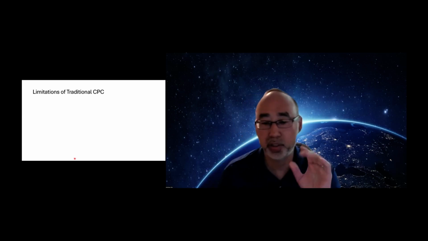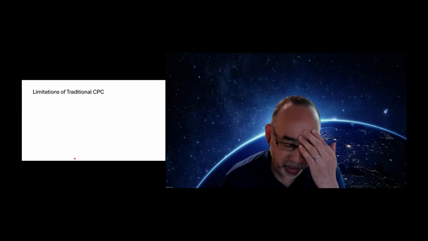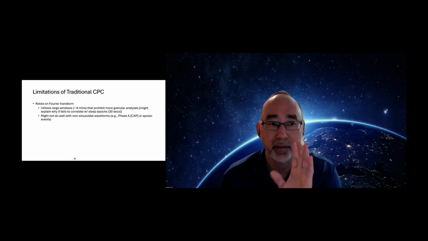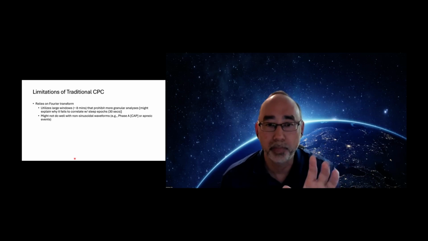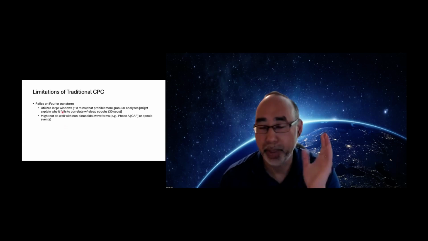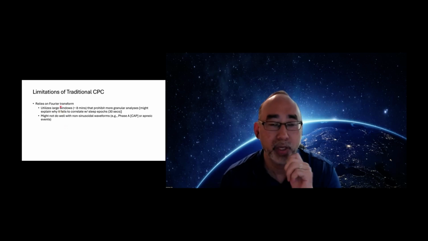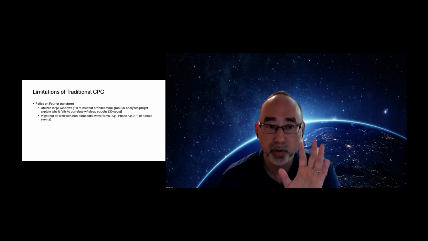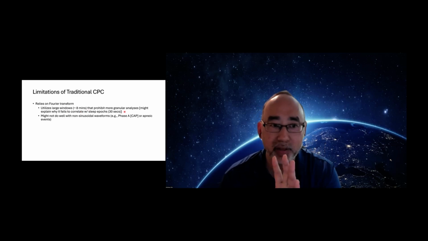What are the limitations to this traditional CPC method? Now, this CPC method, ever since 2005, has basically not changed. It's been the same method, and it's one that's repeatedly been used in subsequent publications. And it's interesting that it sort of relies on the Fourier transform. There are many new methodologies that are coming out lately. I mean, they've been around for a while, but the Fourier transform here utilizes a large window of about 8 minutes. So that prohibits more granular analysis.